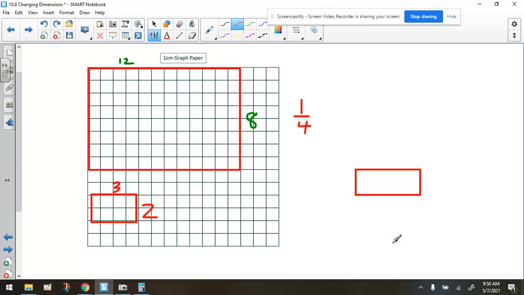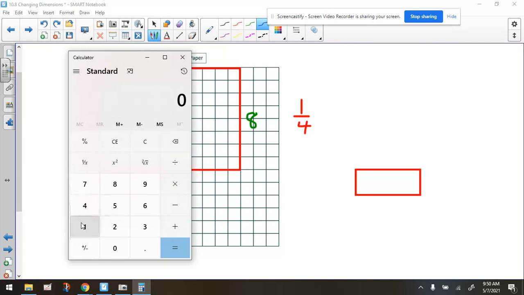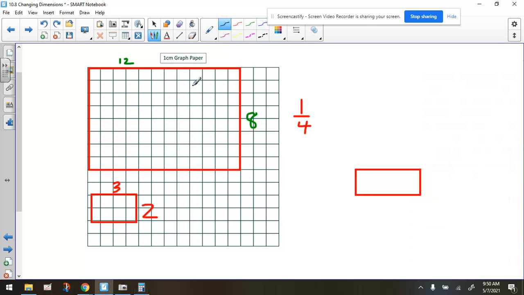So how is the area impacted? If we find the area of this, and you should be able to do 12 times 8 without a calculator, we know that that has an area of 96, so let's put that here. And we can certainly do this in our head: 3 times 2, that's 6.